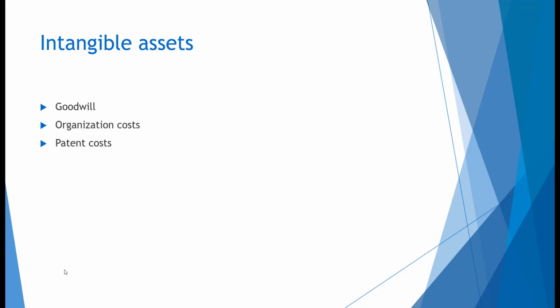So goodwill, again, if you bought a company and you paid more than what it was valued at, that difference is going to be goodwill that you purchased. Organization costs, again, all your costs for setting up your company, your legal costs, your filing fees, all that stuff to organize a company, that's considered an intangible asset. And then of course patents, if you have a super cool product that you had to go get a patent on, and all the costs for the attorneys and the filings and all that, that's considered part of the patent cost, and that should be capitalized in intangible assets.